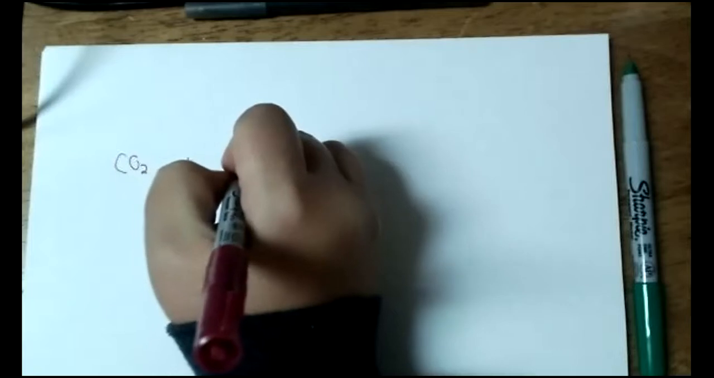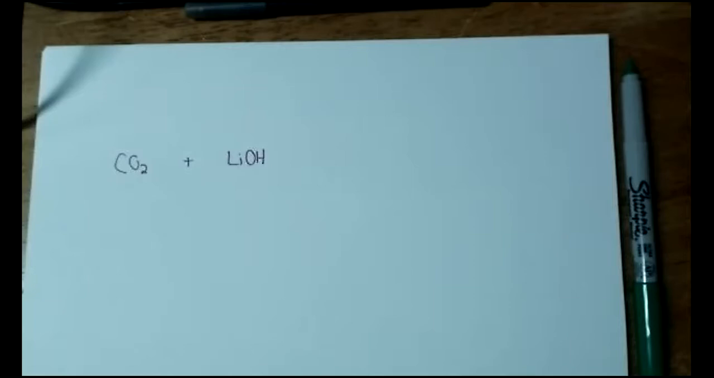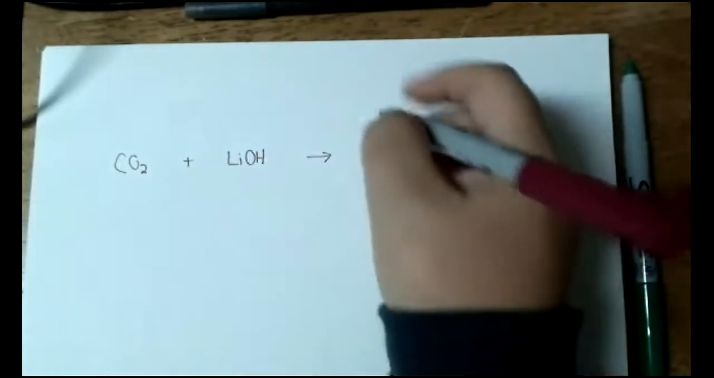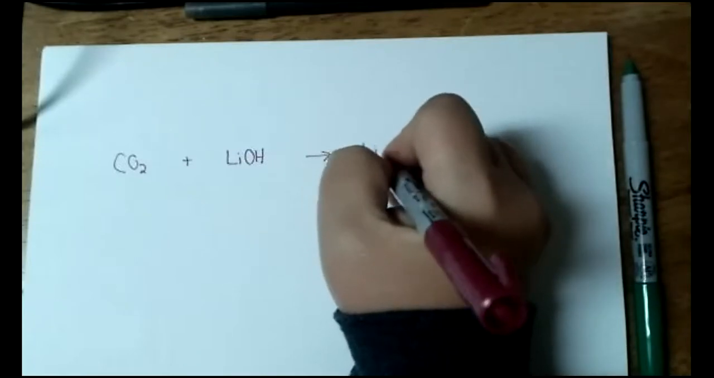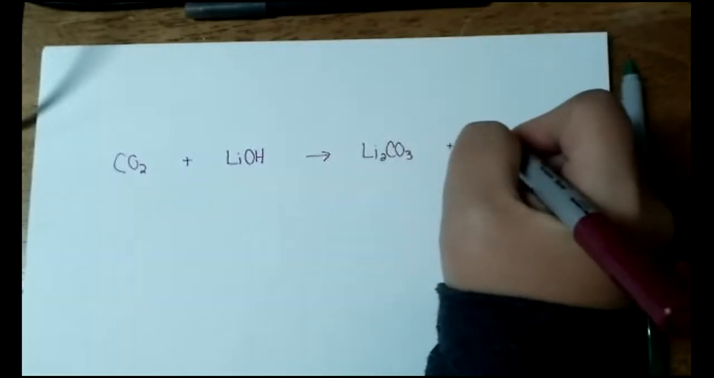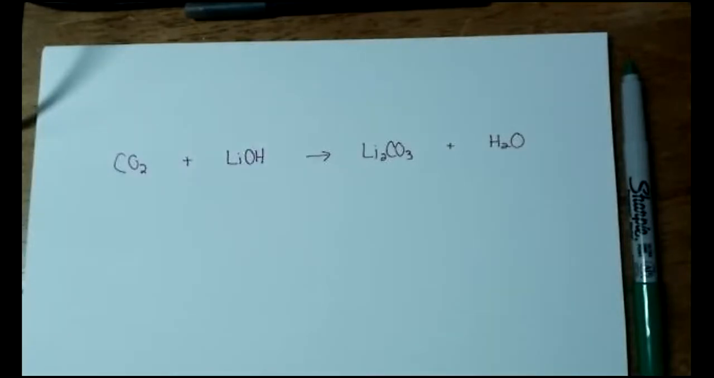So here's our chemical reaction: CO2 that's being put out by the astronauts, and it's going to combine with lithium hydroxide, which are in these scrubbers that are in the air vents in a spacecraft. And when you do that, the lithium hydroxide reacts with the carbon dioxide to create lithium carbonate, and then the byproduct of water. So this is my chemical reaction.